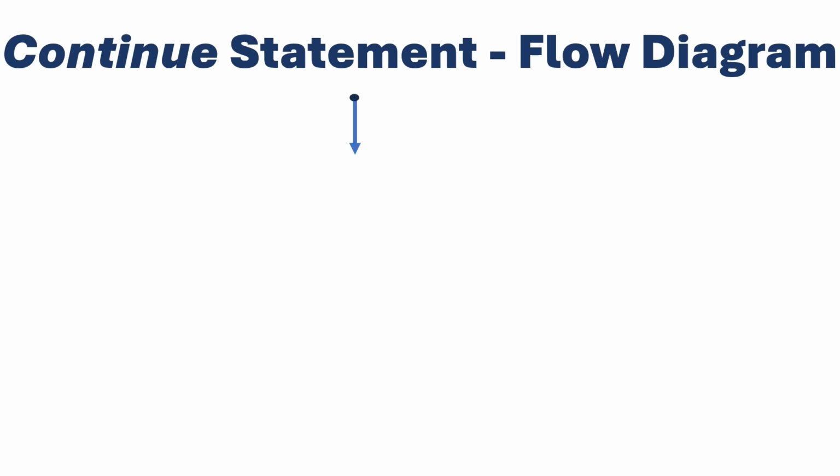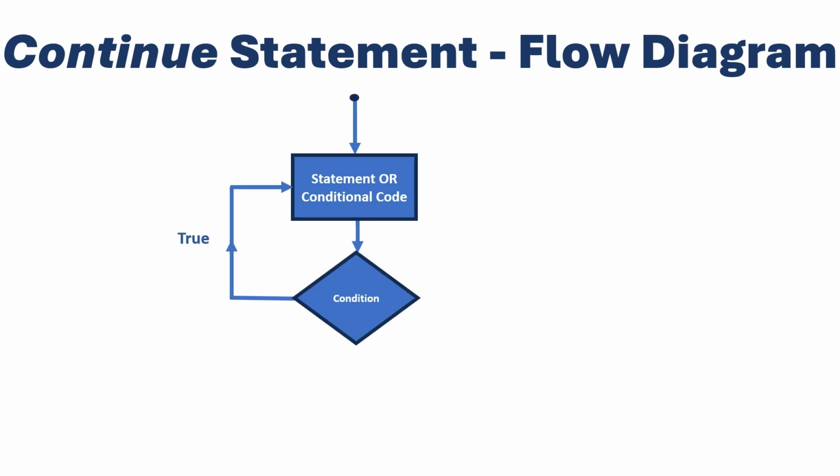So here we start with the program, and the program is executing the statements or the conditional code, and then again it reaches the condition. If the condition is true, then again it starts executing the statements or conditional code which are written once the condition is made true. Until the condition is false, the loop continuously remains on the same path and executes the statements or conditional codes. But when the condition becomes false, the loop exits.